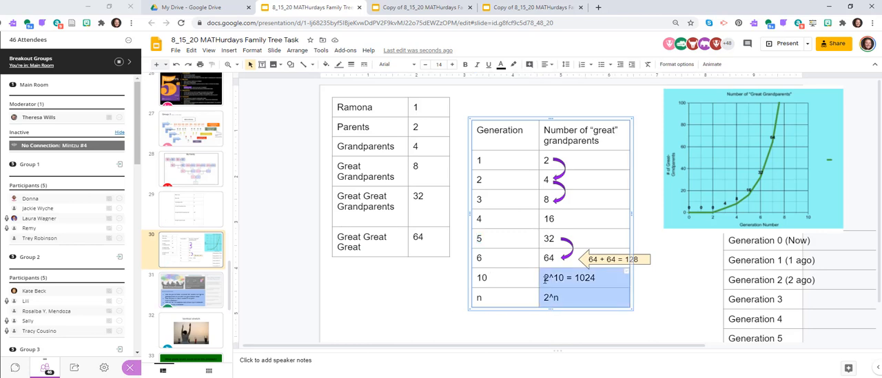And eventually I want to get them up to this idea of a formula. So I'm going to finish my slides here. I've got 2 more minutes before we pull them all back together.